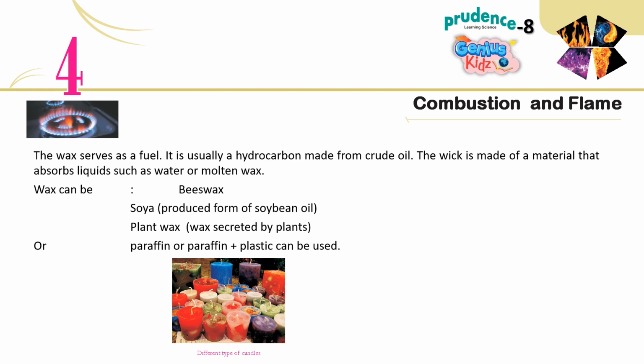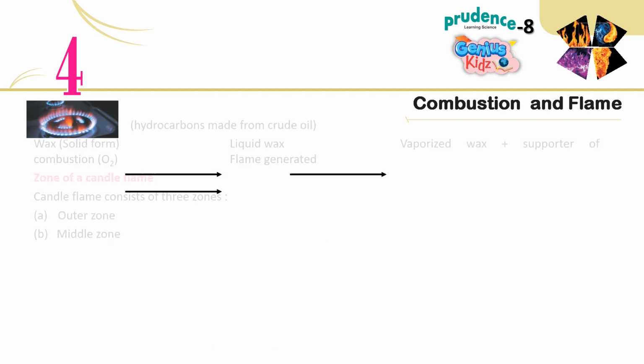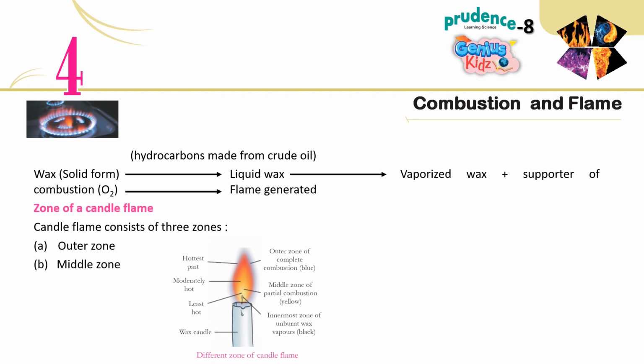Wax can be beeswax, soya, produced from soybean oil, plant wax, wax secreted by plants, or paraffin plus plastic can be used. Hydrocarbons made from crude oil. Wax, solid form, liquid wax, vaporized wax plus supporter of combustion, O2, flame generated.